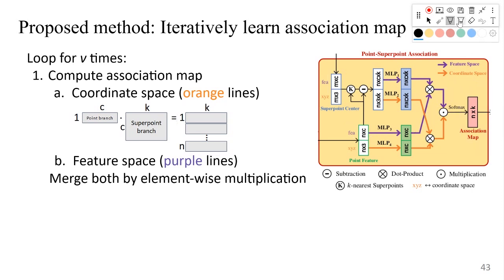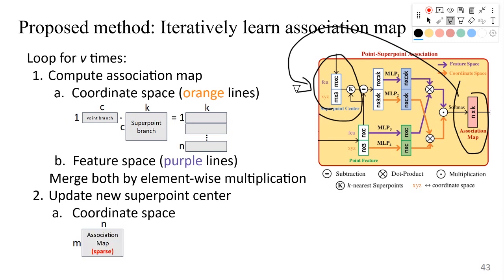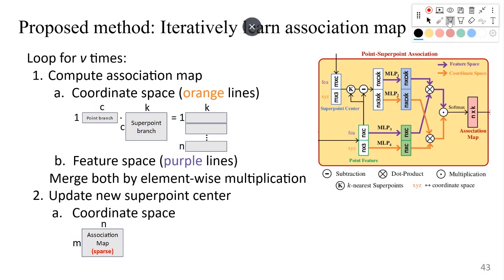Okay, so after we have this association map, again, we can use this to update the new superpoint center here. How can we do this? Again, we do it in both the coordinate space and the feature space. Let's see the illustration in the coordinate space here. In the association map, we have N by K. And in this case, we want to have the M by N here.